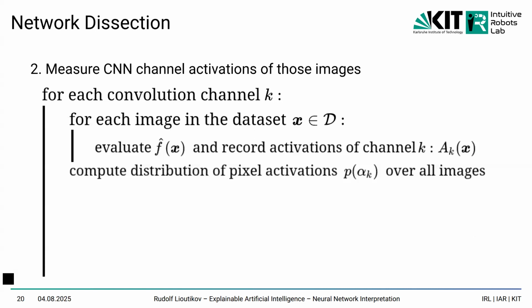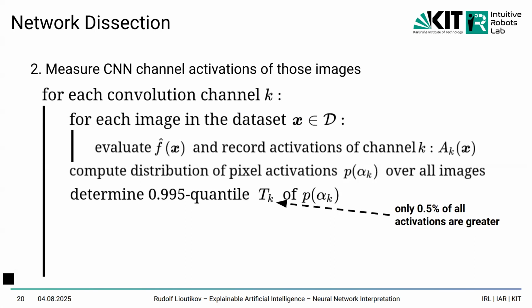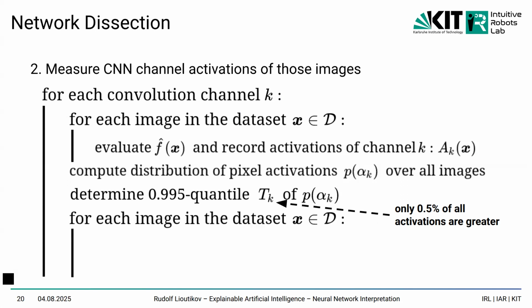Why do we use the distribution here? Because we want to be more robust towards outliers. So we determine the 0.995 quantile here. Why that particular quantile? Because empirically, the people that suggested this work had the best results with this value. But the idea is that only 0.5% of all activations are actually greater than this activation.